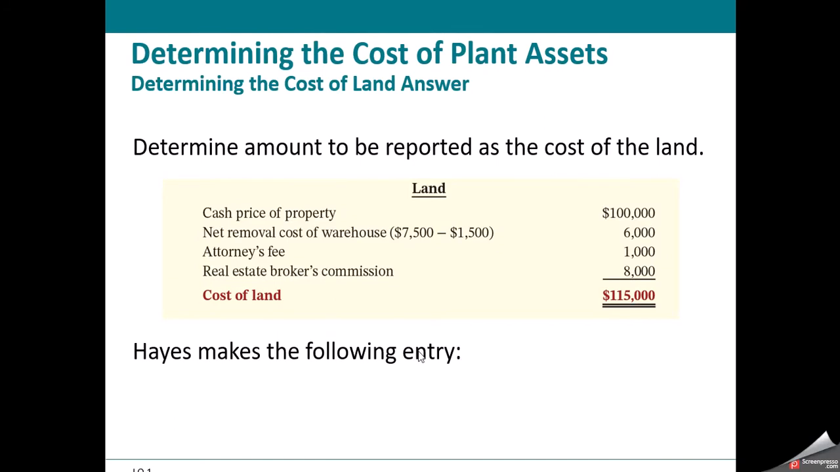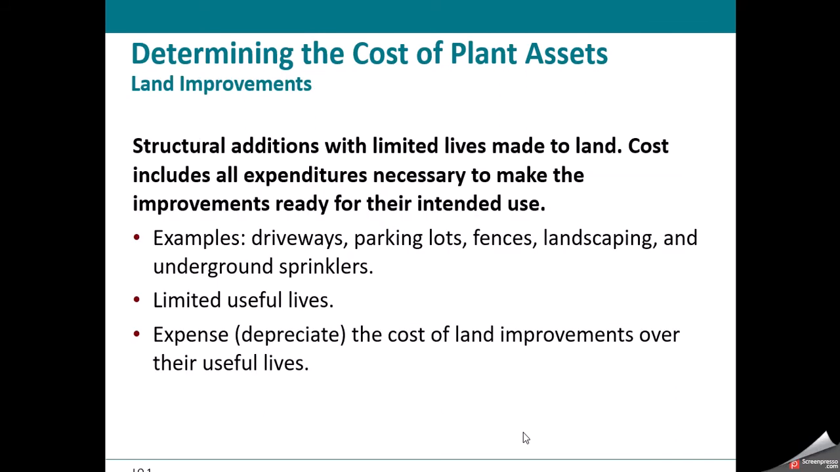So then here's an example: cash price of the land, less some costs that we needed to get it ready for our intended use. So if there was an old warehouse there that we needed to tear down, we can capitalize those costs. We must have gotten some sort of salvage value for whatever we tore down, the lumber or whatever it was. Again, the attorney's fees and the broker fees. And then here's the entry. So we would debit land, which again is a long-term asset, and then we would credit our cash.